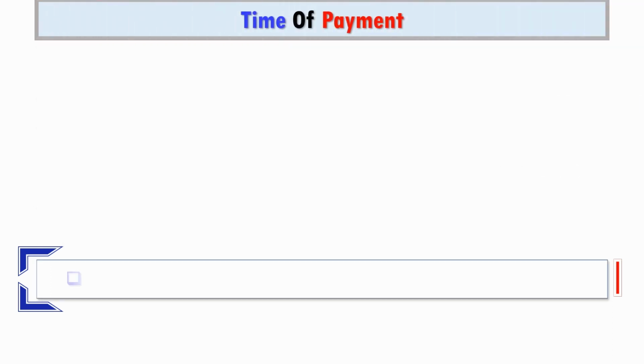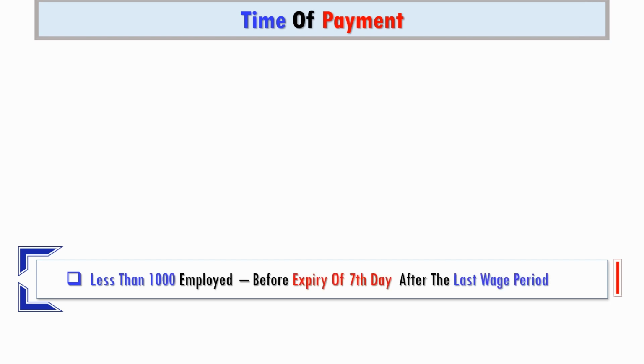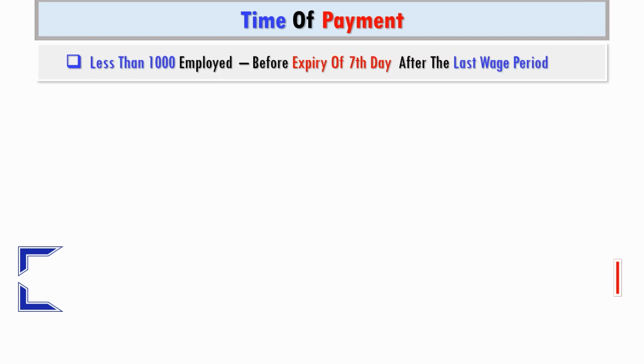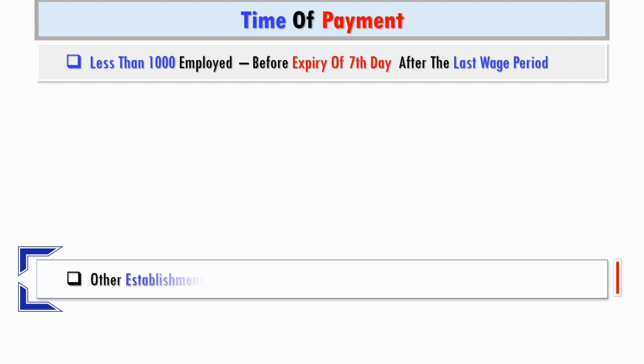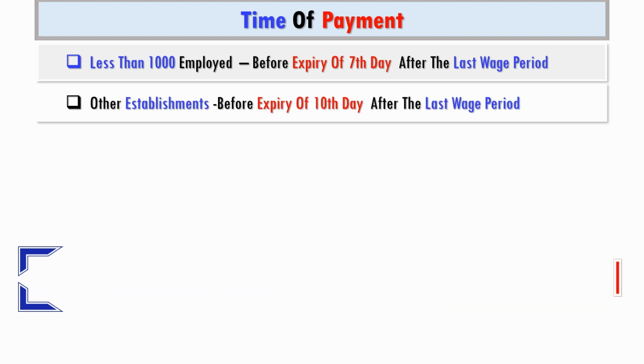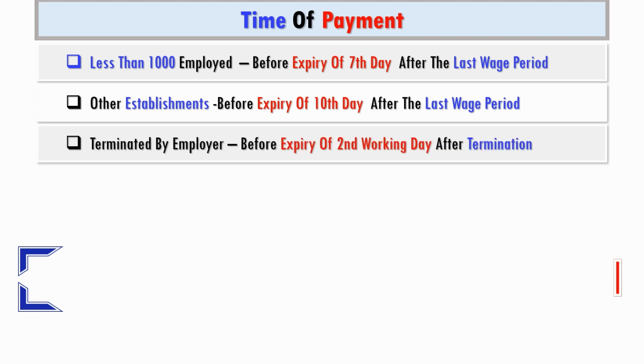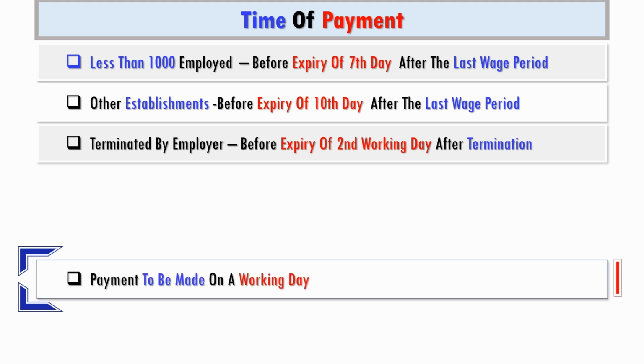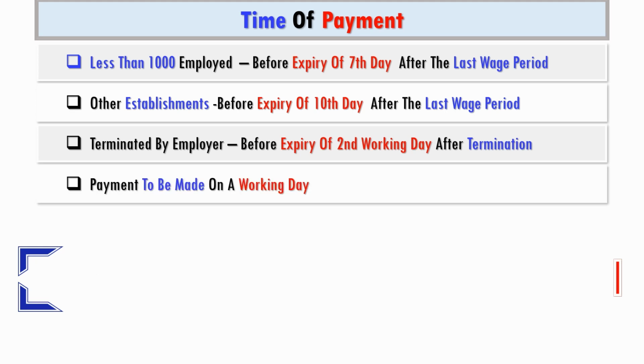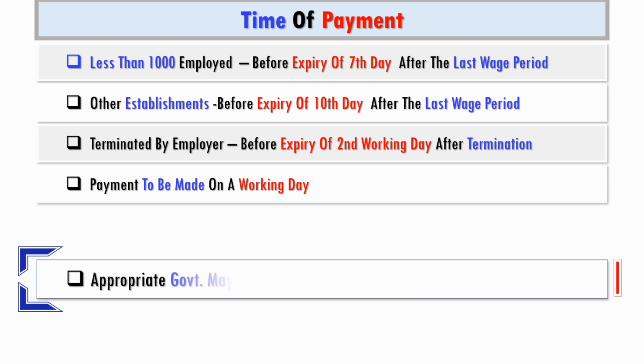The number of persons employed decides the time of payment. If the number of employed is less than 1,000, payment due before expiry of 7th day after the last wage period. Otherwise, it is before expiry of the 10th day after the last wage period. In case of termination, payment to be made before expiry of 2nd working day. All payments required to be made on a working day. Government has got the discretion to give exemption by a special order.